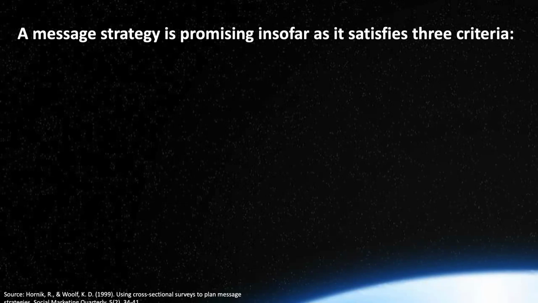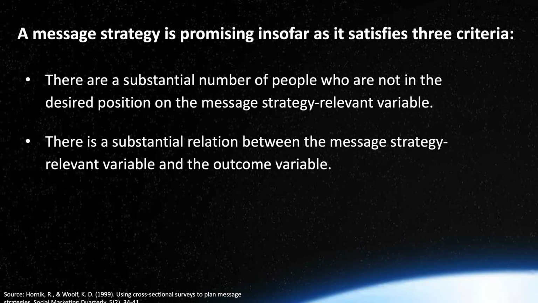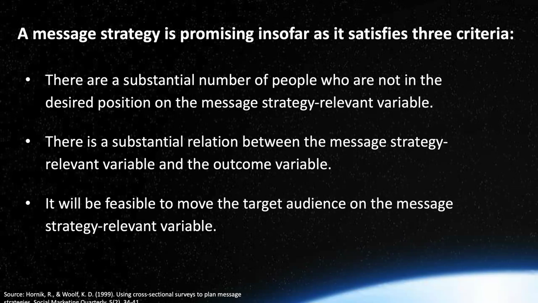And we can think about it in terms of a promising message strategy being one that satisfies three different criteria. One, we want to see that there are a substantial number of people who are not in the desired position on the message strategy relevant variable. We also want a message strategy where there's a substantial relationship between that belief and the attitudinal or behavioral outcome we're trying to influence. And then finally, we want to target beliefs that will be responsive to actual communication campaigns, that it's feasible to actually change people's beliefs on that issue.